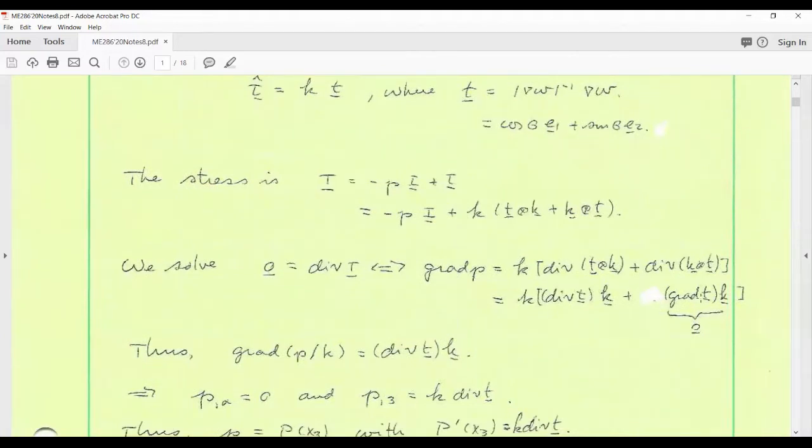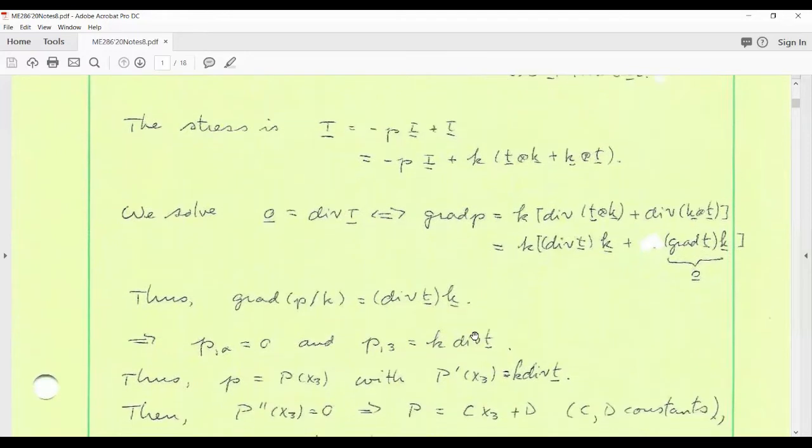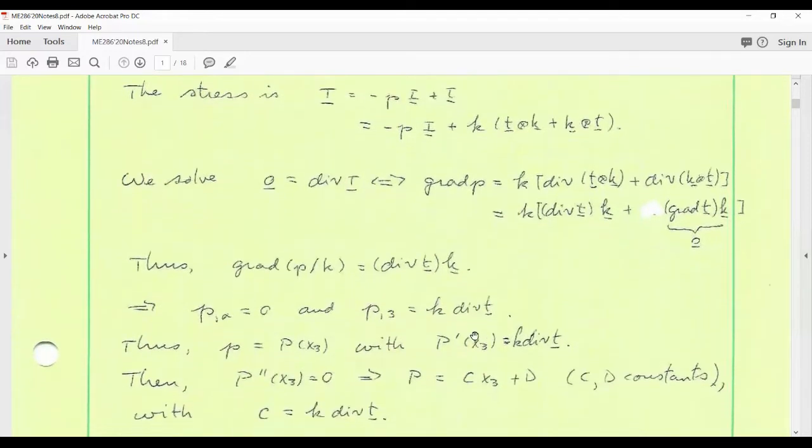And this term here, grad t on k, that's just the derivative of t in the direction of k, in other words, the 3 derivative. But t doesn't depend on x3. So that directional derivative would be 0. And we just get the equation then to solve, assuming perfect plasticity, so k is a constant, bring the k to the other side and sneak it inside the gradient. You get grad p over k is div t along k. That tells us a fair bit of information already.